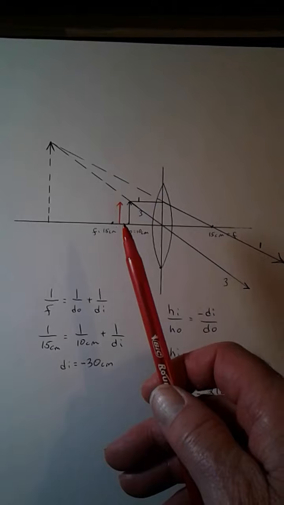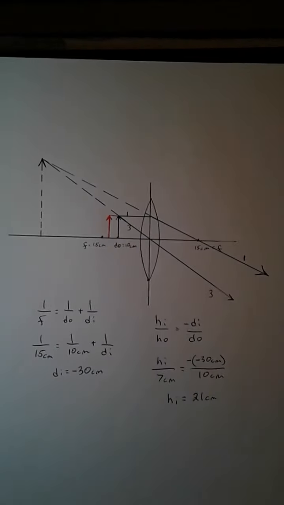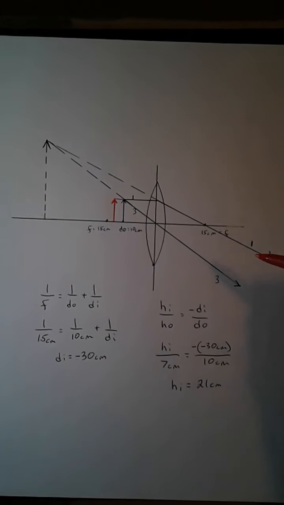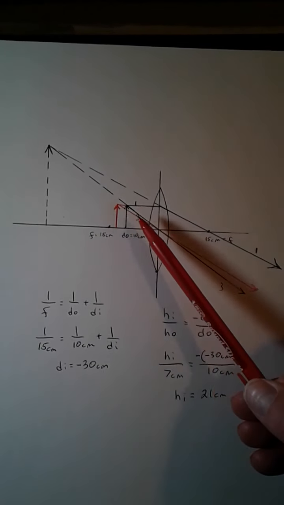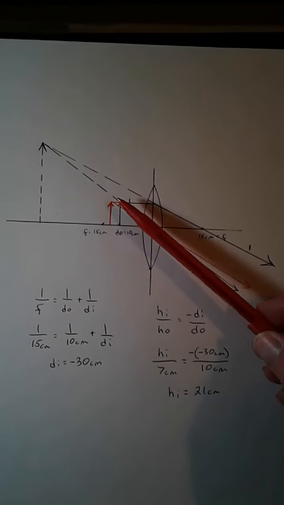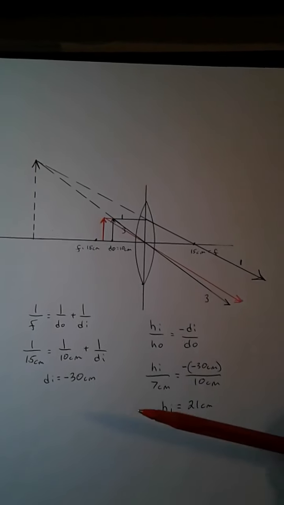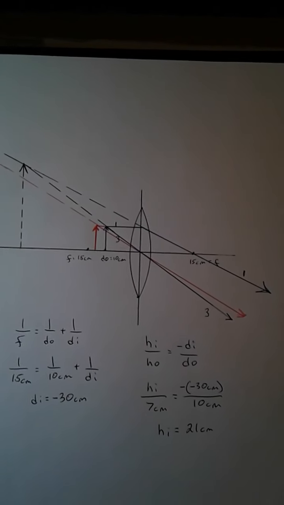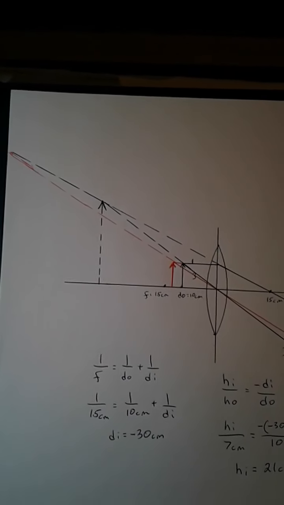If I move the object a little closer to the focal point, let's see what happens. There's no change in light ray number 1. It'll still go in parallel, come out through the focus. But light ray number 3 goes through the center, keeps on going, and because the object's a little further away, it starts to become more parallel to the refracted light ray number 1. The back-traced rays intersect way back there, making the image larger and larger.